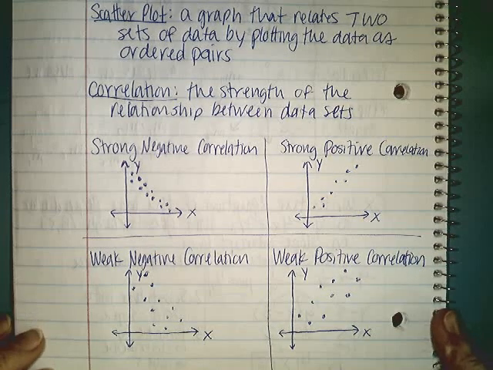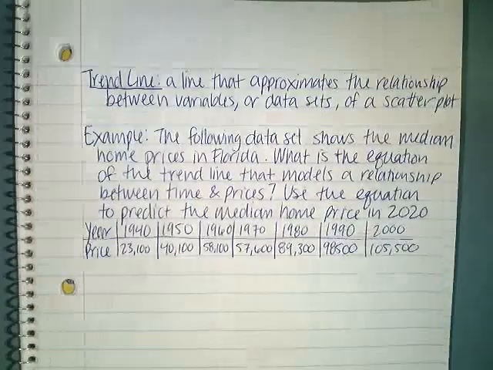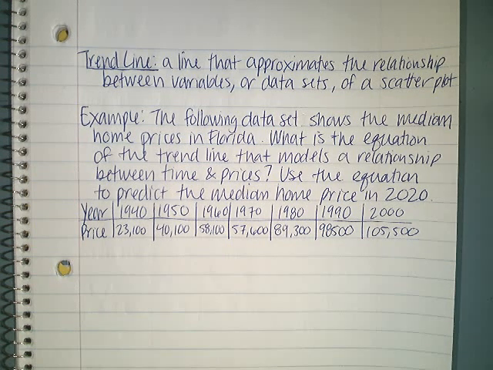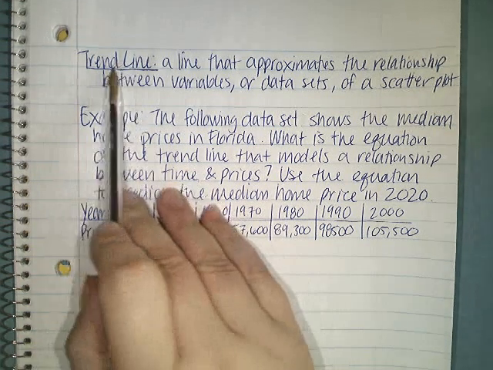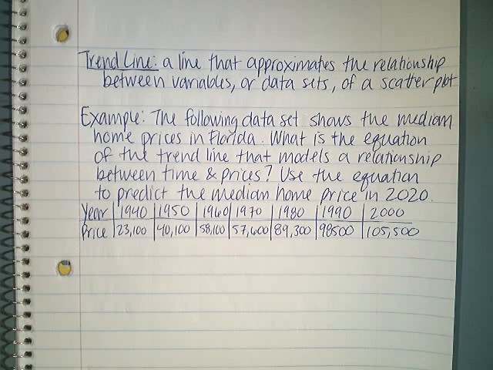I'm going to flip the page. So that's our start. I'm going to flip the page to go over our example. So I've started writing out this example because it's a bit lengthy. It's a word problem. So modeling often involves word problems, as you may recall. So what we're going to do with this word problem is make a trend line. And a trend line is a line that approximates the relationship between variables or data sets of a scatter plot.